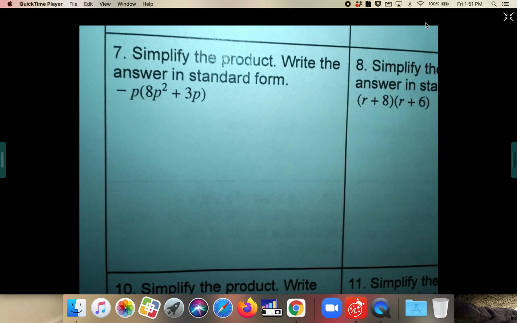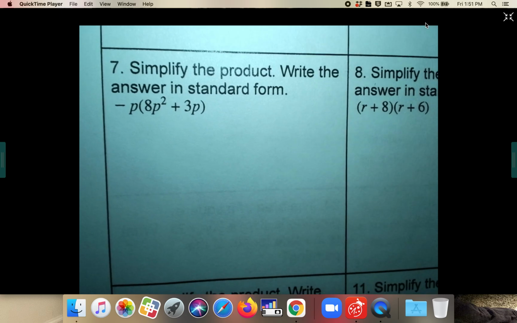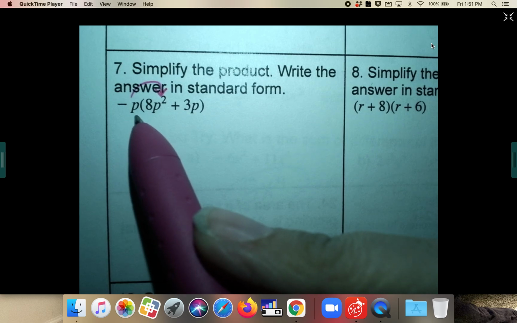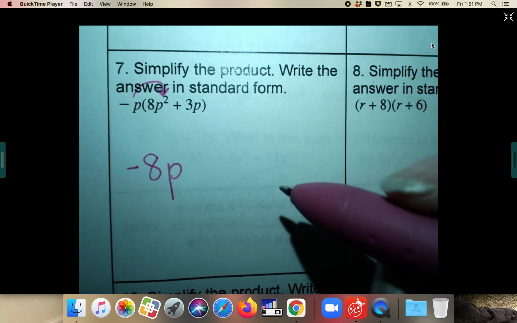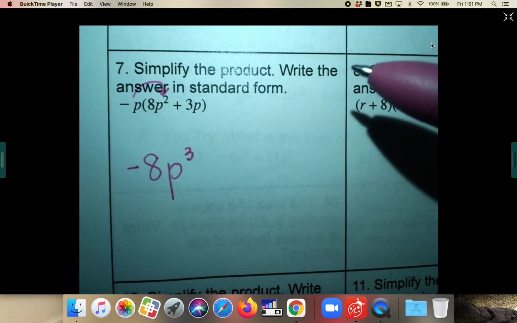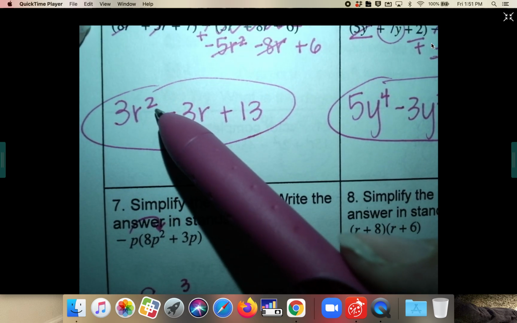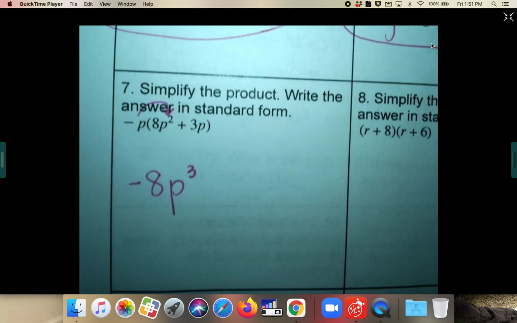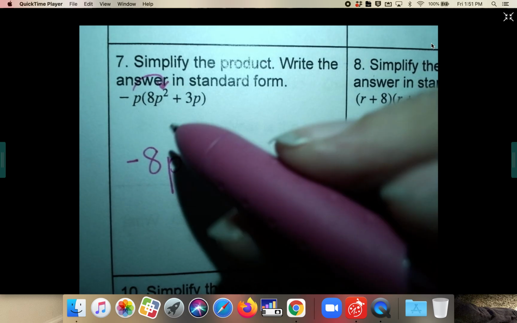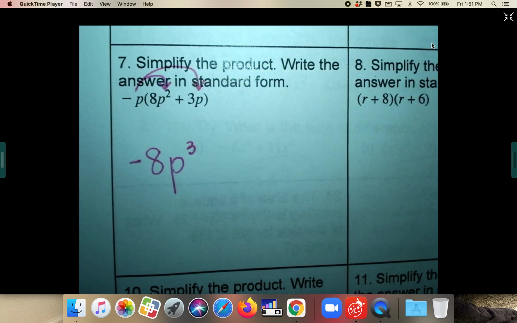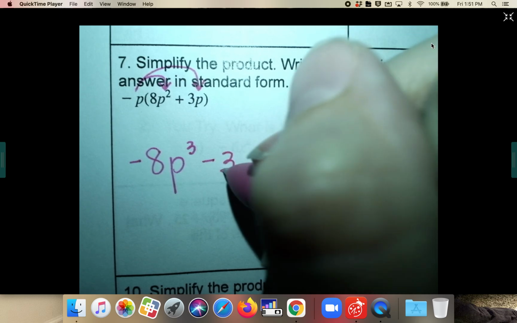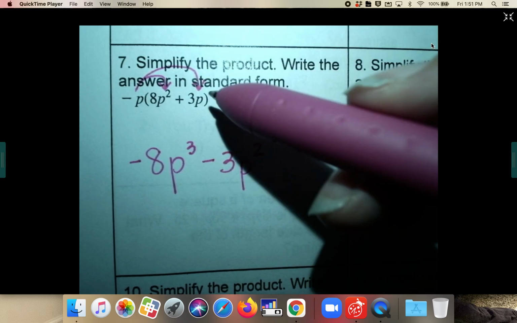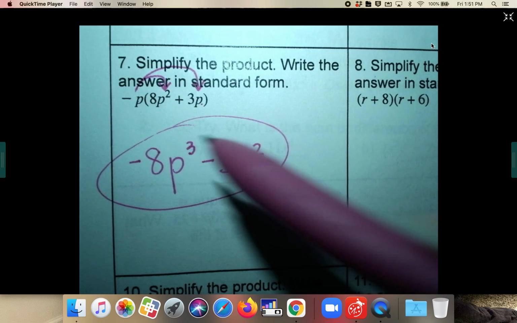All right, on number 7, you are distributing. So to simplify this product, you're just multiplying and you are distributing. So you've got negative 1p times 8p squared. That would be negative 8p to the 3rd. Again, up here you didn't change the exponent because you were adding. But now that we're multiplying, you do add the exponents. Negative p times 3p is negative 3p squared because there are 2 of them now.